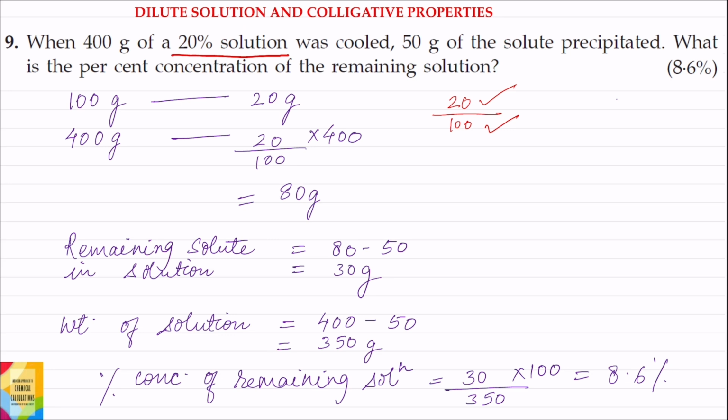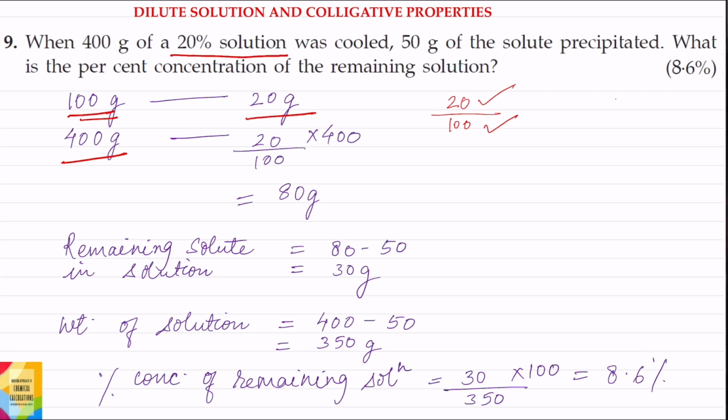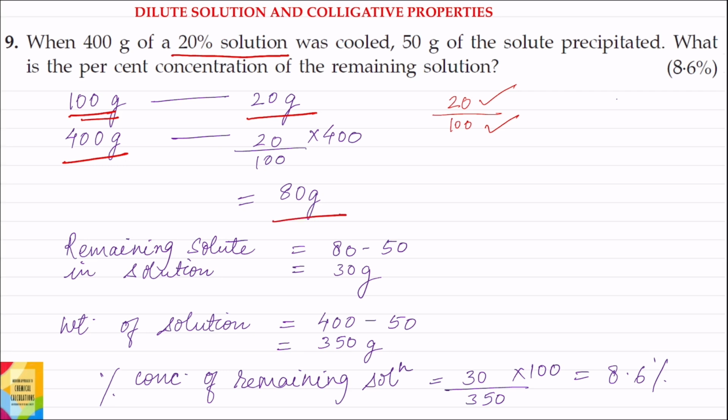So if 100 gram of solution contains 20 gram of solute, then 400 gram of solution will contain 20 divided by 100 into 400, that is 80 gram of solute. Now, when this 400 gram of solution containing 80 gram of dissolved solute is cooled, then what happens? Then 50 gram of the solute precipitated.